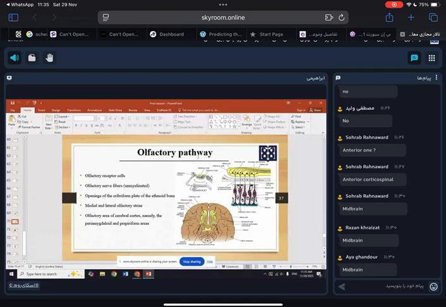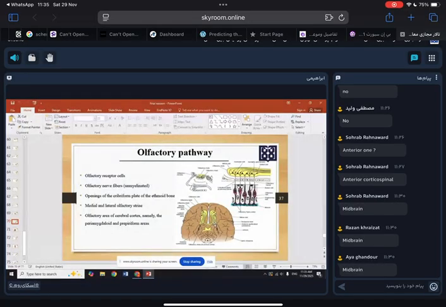another sensory information. The first one is olfactory. Olfactory means related to smell. By means of your nose, you are smelling something. We have several receptors here that get the information and carry the information into this part.